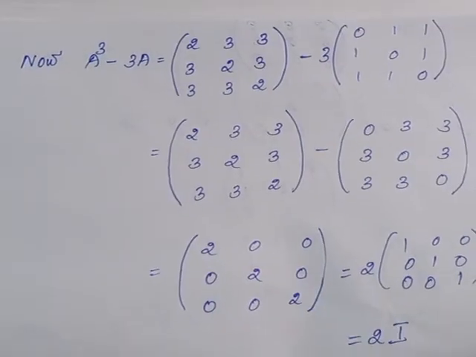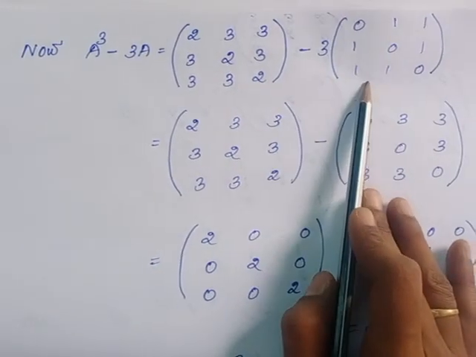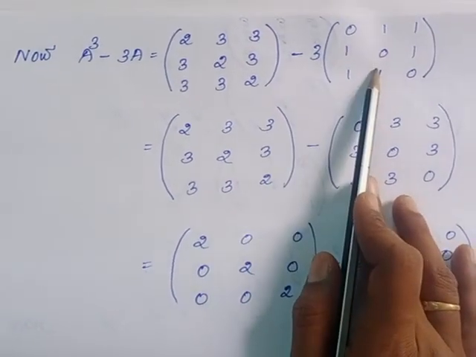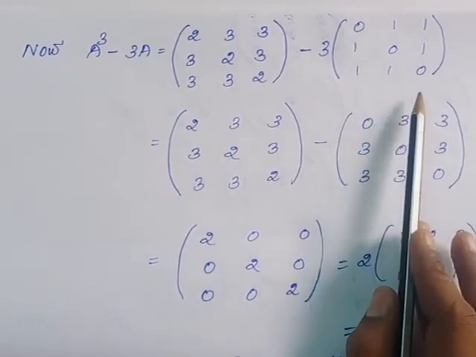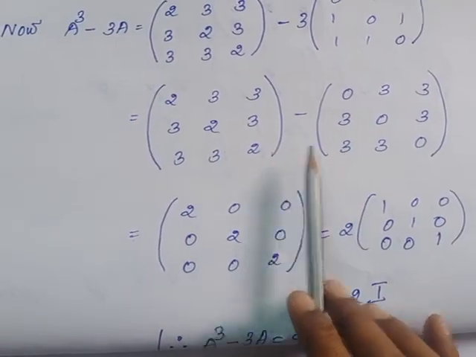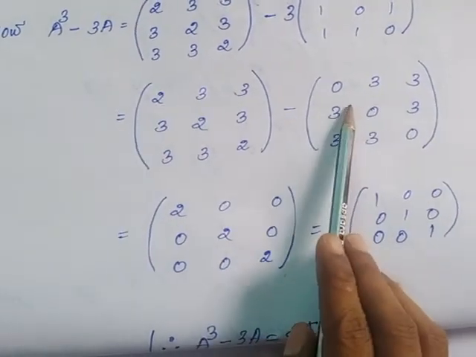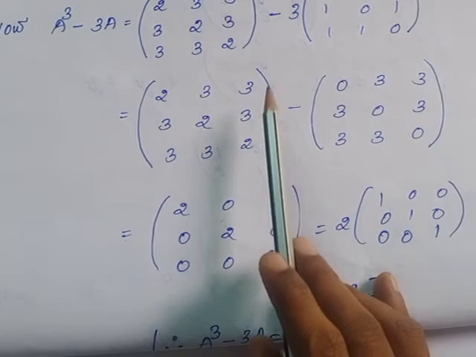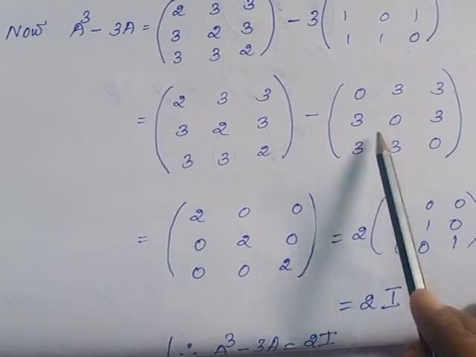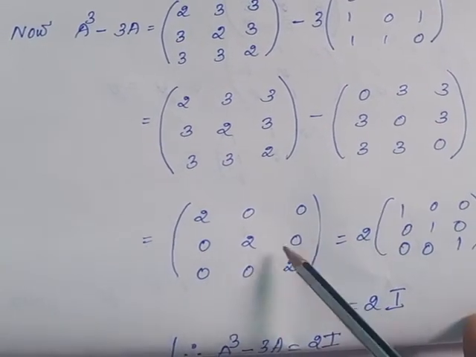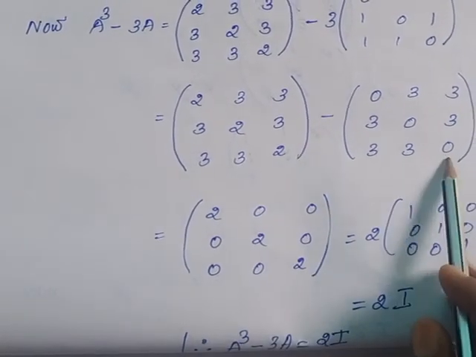Next we apply the A cube value here, minus 3 into the A value. You just multiply 3 inside the matrix. So 0 3 3 3 0 3 3 3 0. Just subtract both matrices, meaning the corresponding places will be subtracted. So 2 minus 0 is 2, 3 minus 3 is 0, 3 minus 3 is 0. The second row: 3 minus 3 is 0, 2 minus 0 is 2, next 3 minus 3 is 0. The third row: 3 minus 3 is 0, 3 minus 3 is 0, 2 minus 0 is 2.